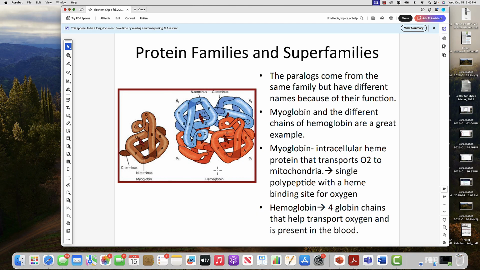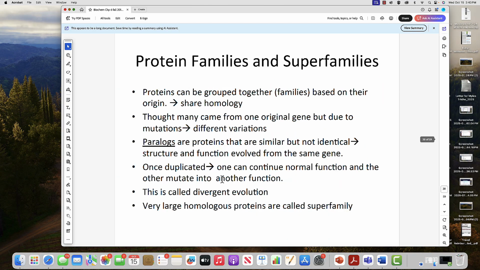The superfamilies, let me actually go back for a second because I want to make sure I point out that when you have large amounts of homologous proteins, so not just one or two, but a larger amount, we call those superfamilies. So a family of proteins may be maybe 3 or 4. Superfamilies can be 10 plus proteins that are very similar but have small differences that make them unique and distinct.